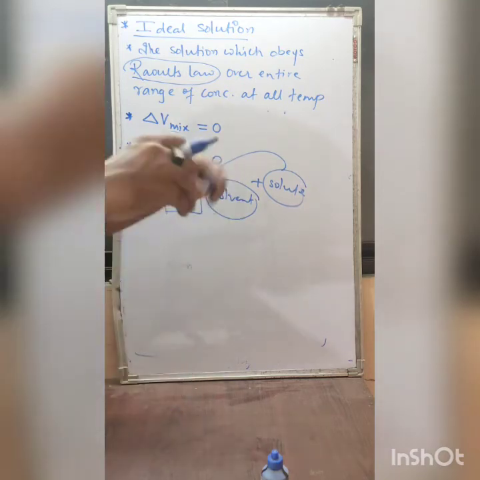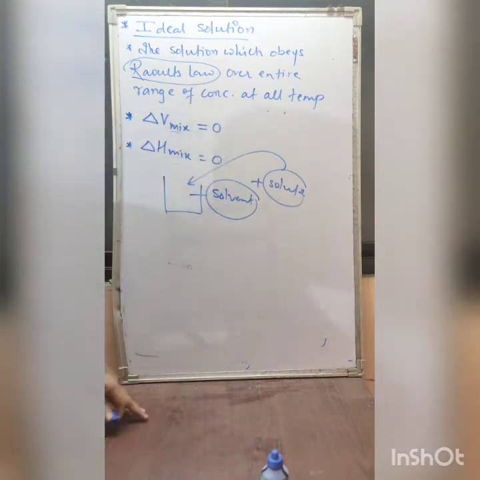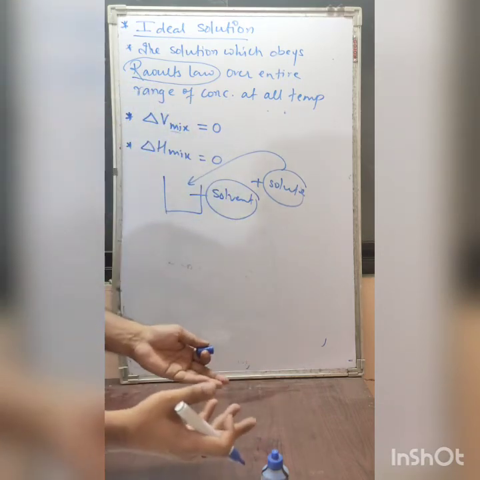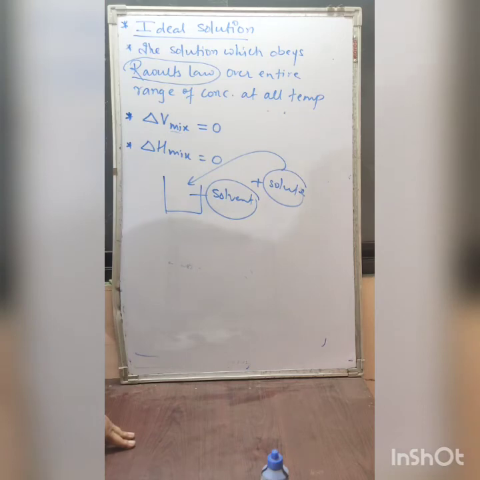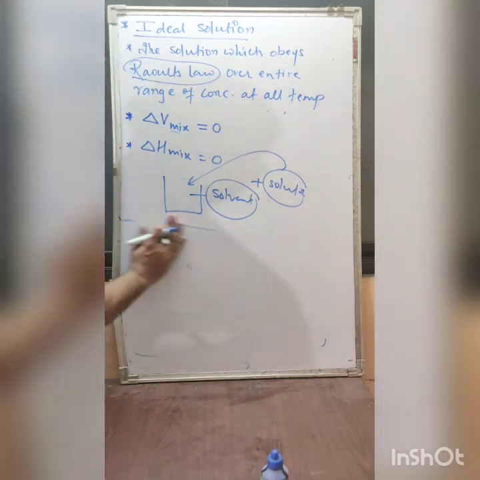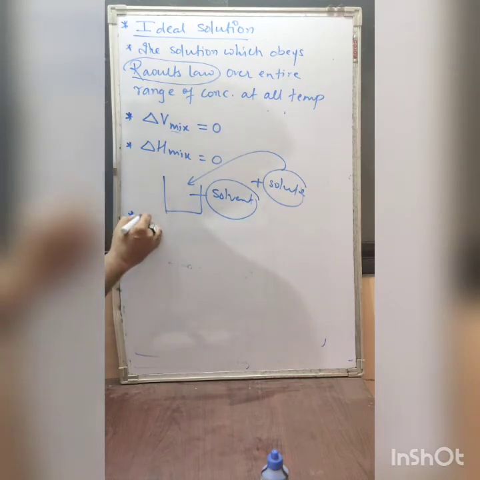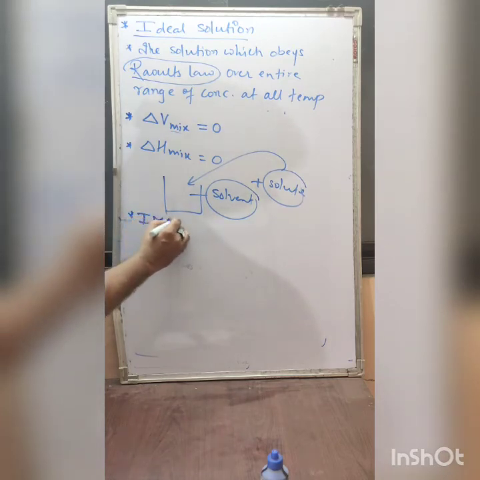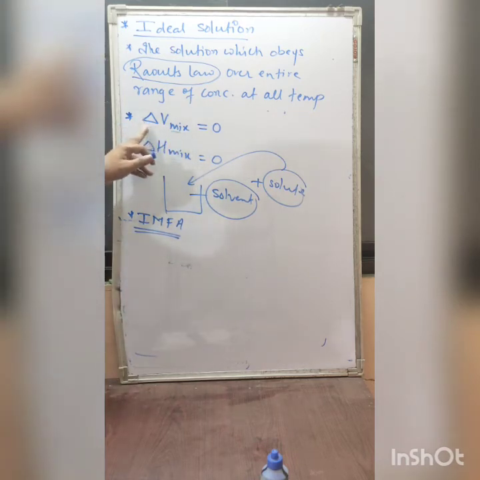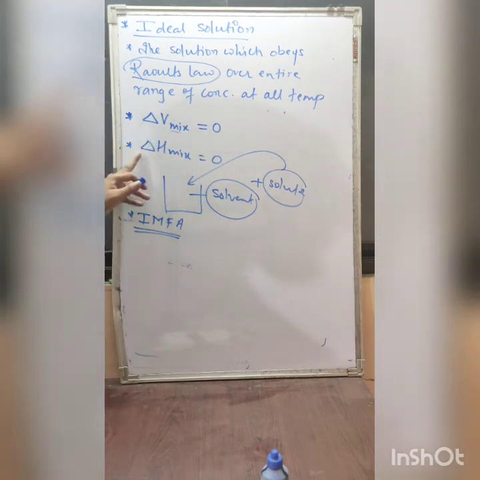So this is a condition for the ideal solution. When we mix two components, no heat is evolved or absorbed. That is a condition for the ideal solution. Okay. Now, the fourth one is very important, that is intermolecular force of attraction. Intermolecular force of attraction plays a very important role for the volume of mixing and delta H mixing, that is, enthalpy of mixing.